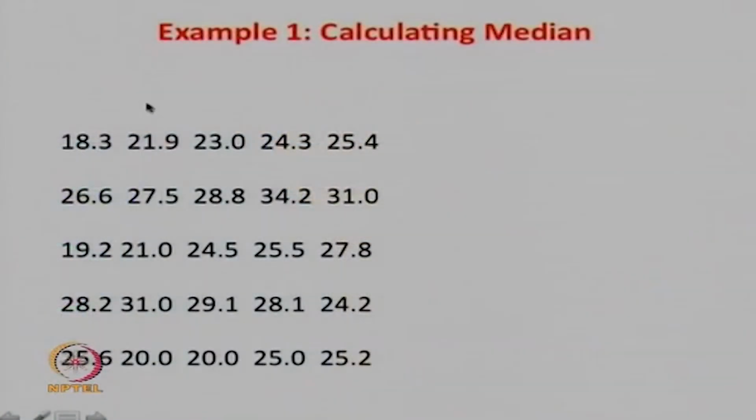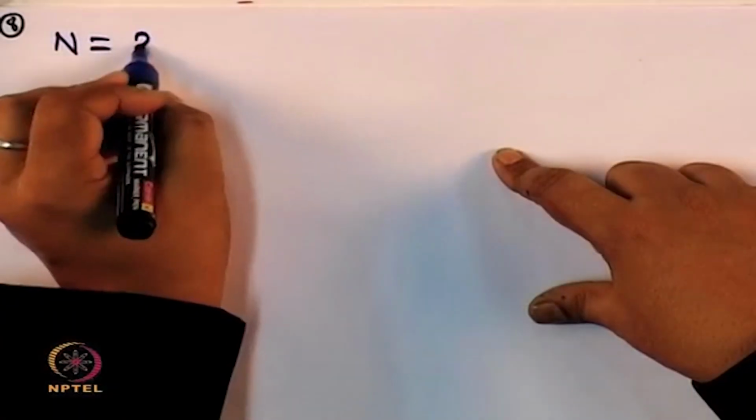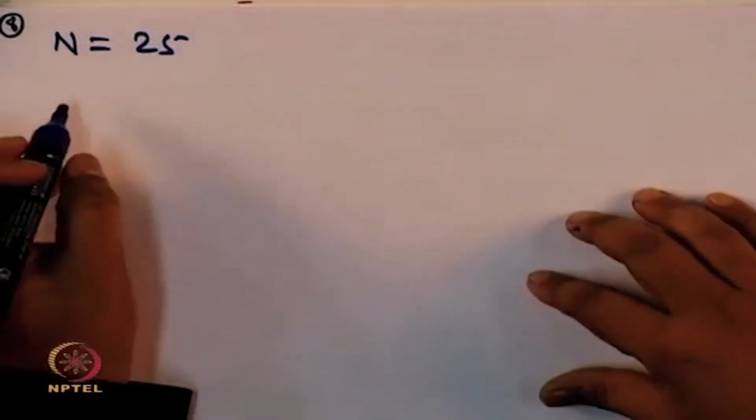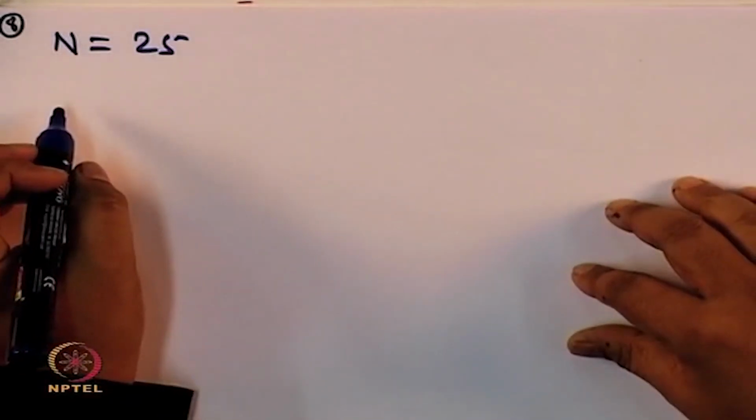So, let us solve another problem of calculating the median. Let us take the following data set again. I want to calculate the median, so first of all, how many numbers do I have? I have 1, 2, 3, 4, 5, 5 into 5 is 25. So, n is equal to 25. I want to order the numbers, so I have to sort them from lowest to highest.